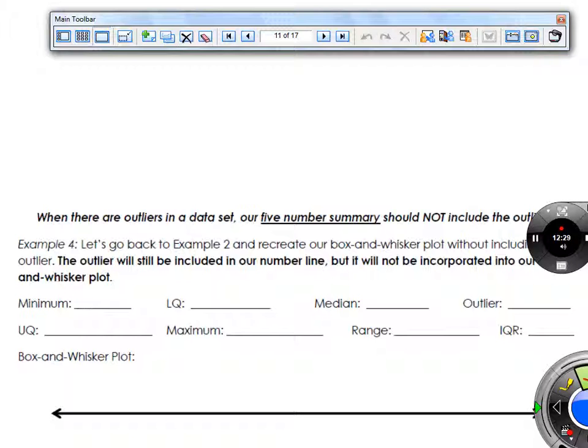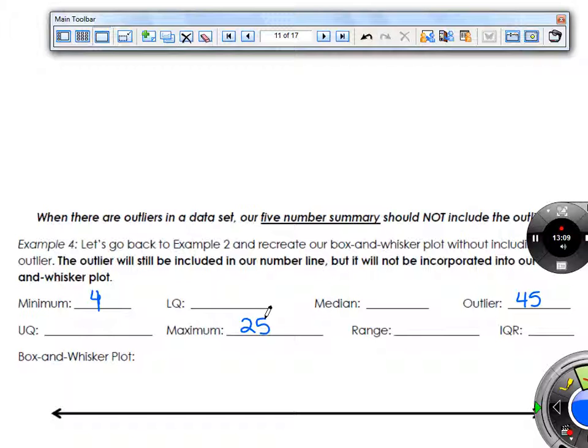So we're going to create a box and whisker plot with the same data we did before, but again with the 45 removed this time. Okay? So our outlier is 45. That's the only place we're going to list it, and we're not going to include it in our list of numbers. So our minimum, what's the minimum from that data? You guys wrote down the data from the last problem or from example 2. So the minimum is still 4. What's our maximum? If we're calling 45 our outlier, where are we now stopping our maximum piece of data? 25.